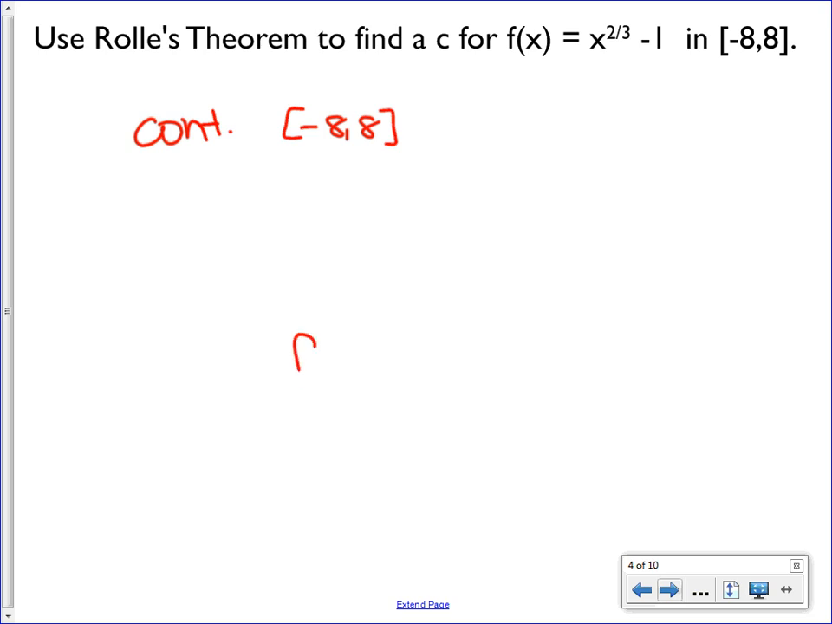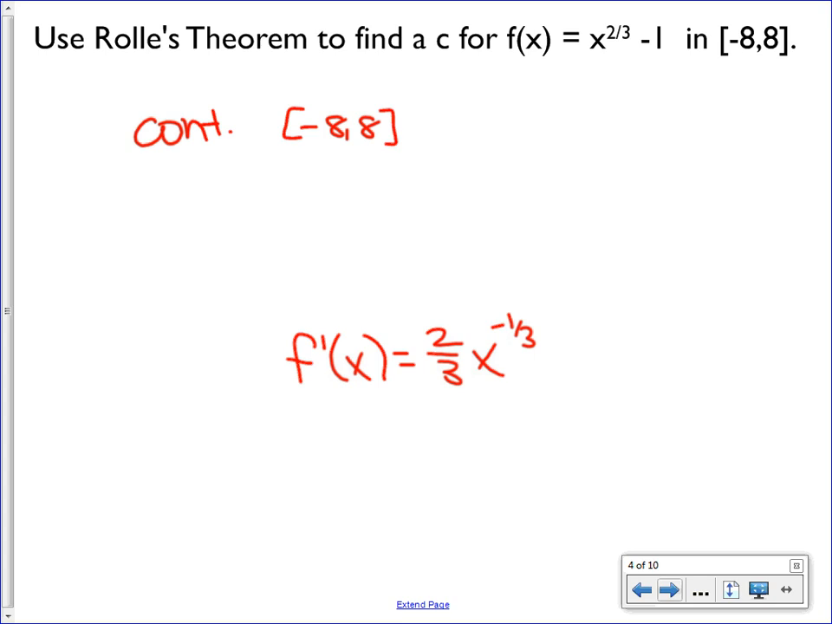What is the derivative? 2/3 x to the negative 1/3, so there's going to be 0. Here's our derivative, which means x to the 1/3 is going to be in our denominator. What can we not divide by? What would make our denominator 0? 0. Which means we're not differentiable at 0 because it makes our derivative undefined.